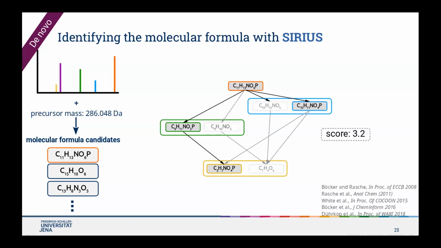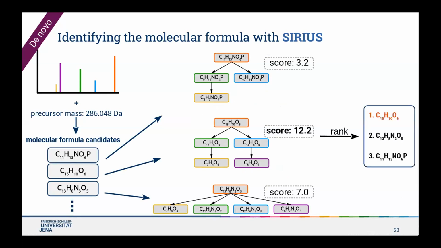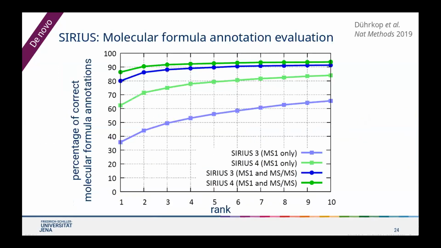Then we can do the optimization, find the tree that explains the spectrum best, and we do this for each of the precursor formulas. So we will get a battery of trees, and each of these trees gives us a score. This score we can then again use to rank the precursor formula. And that's basically the whole method behind identifying a molecular formula de novo from MS data.